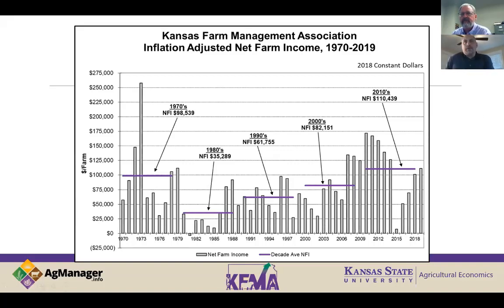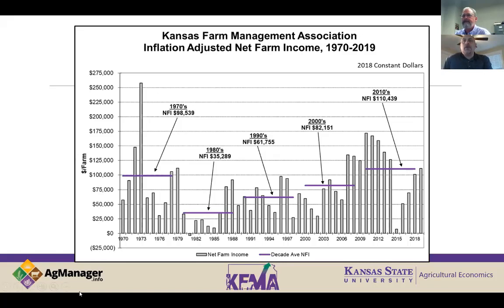So we've talked a little bit about 2019. Let's look back. We're going to go back to 1970 and look at income trends. These are all inflation-adjusted net farm income amounts starting in 1970 going on to 2019. I'll note that these are all adjusted to 2018 dollars. So keep that in mind as you look.